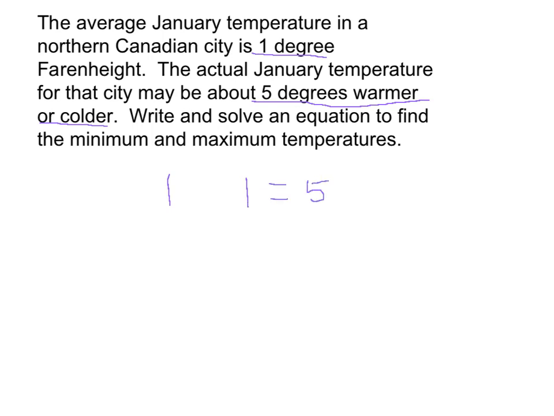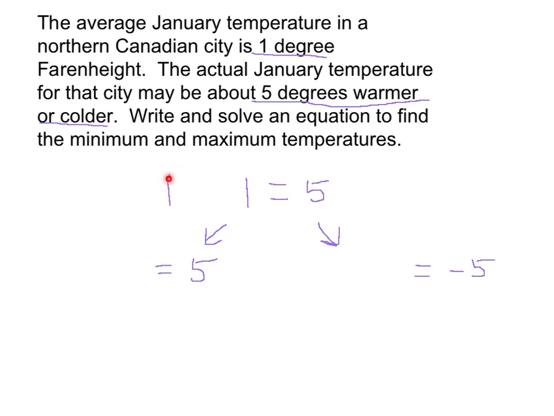And the reason why it's going to be like that is because when we write out our equations, the first part is going to be equal to positive 5. The second part is going to be equal to negative 5. So that's going to compensate, that's going to make this happen for being 5 degrees warmer or 5 degrees cooler.